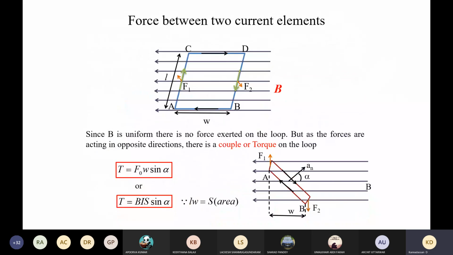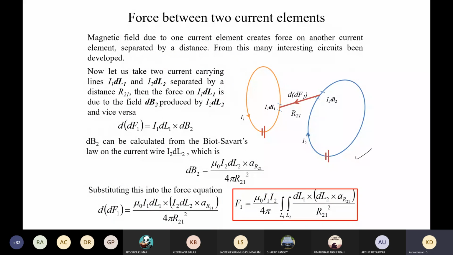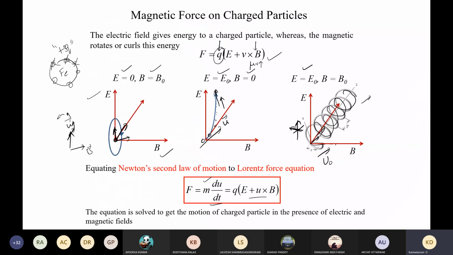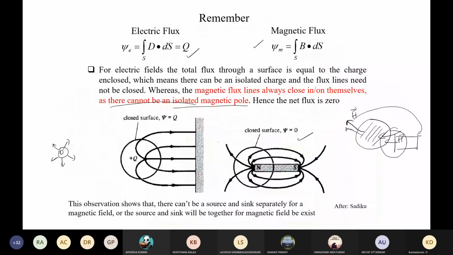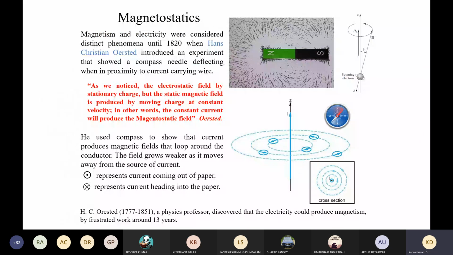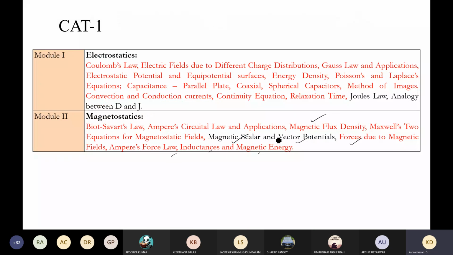And then after finishing this, the same exercise can be converted as how these two loops are coupling each other, and there comes mutual coupling, mutual magnetic coupling, where the inductance will come into the picture. So both inductance and force acting on a current loops, and then magnetic energy, these three things we will see in the next class. And by the way, this magnetostatics will be completed. So you will get all these things for the CAT exam.